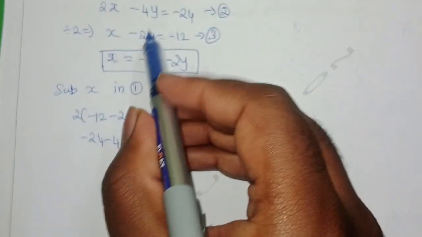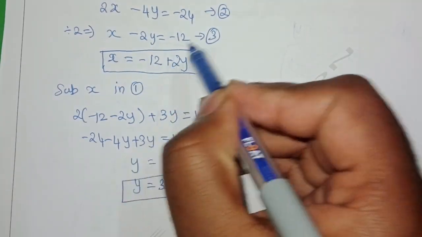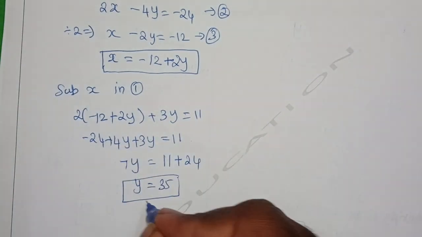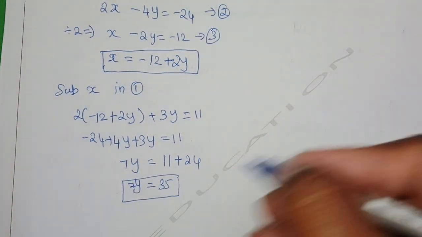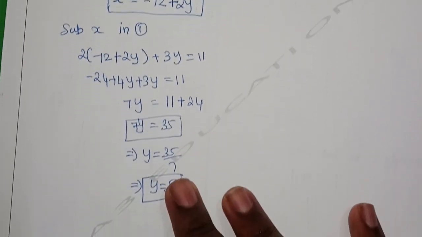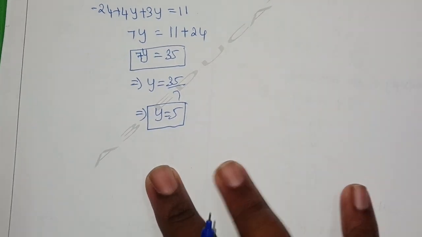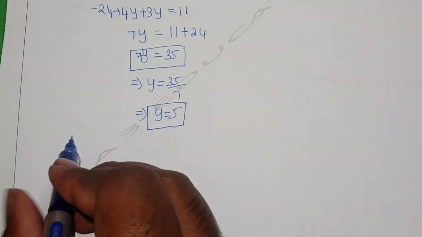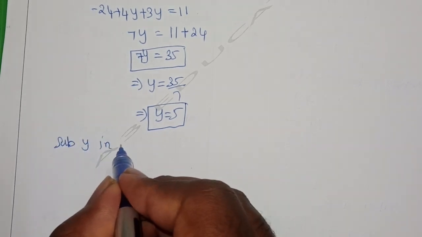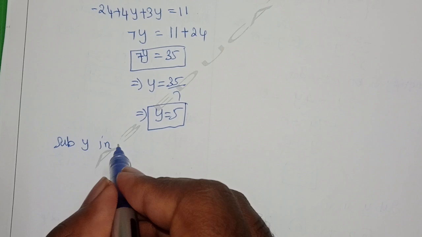Here we got minus 24, therefore coming to this side it becomes plus 24, so 11 plus 24, and here 7y. Therefore 7y is equal to 35, hence the value of y is equal to 35 by 7, therefore y equal to 5. Okay, the plus and minus signs are very important for each step, so don't make any mistake.